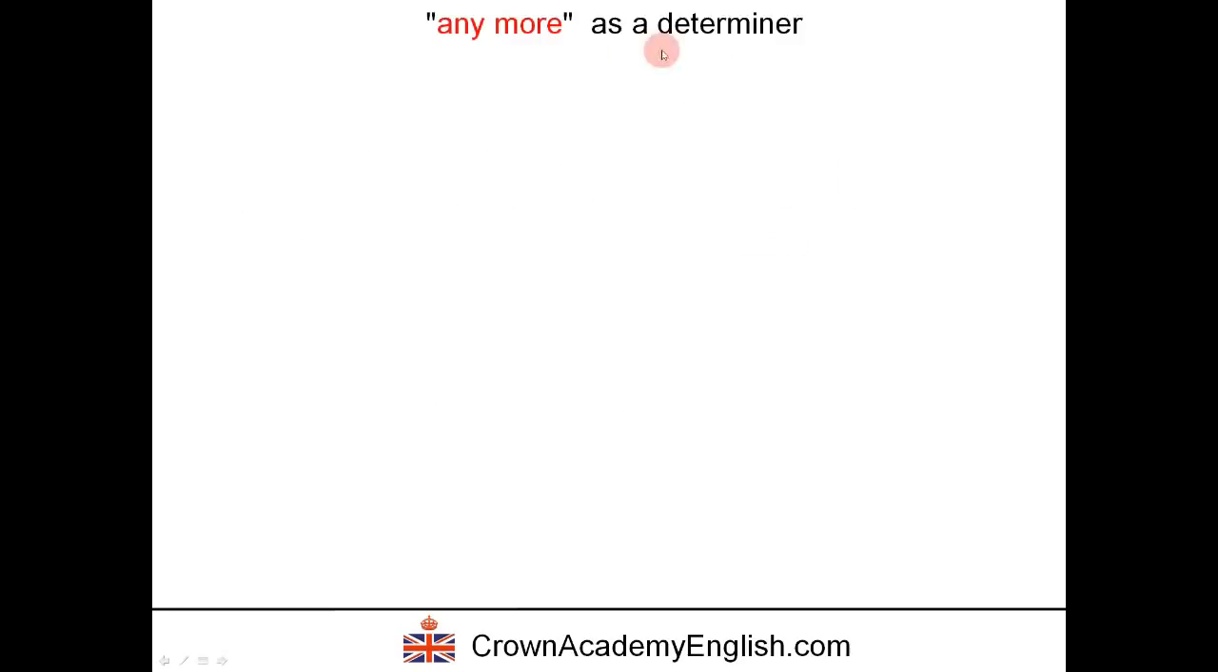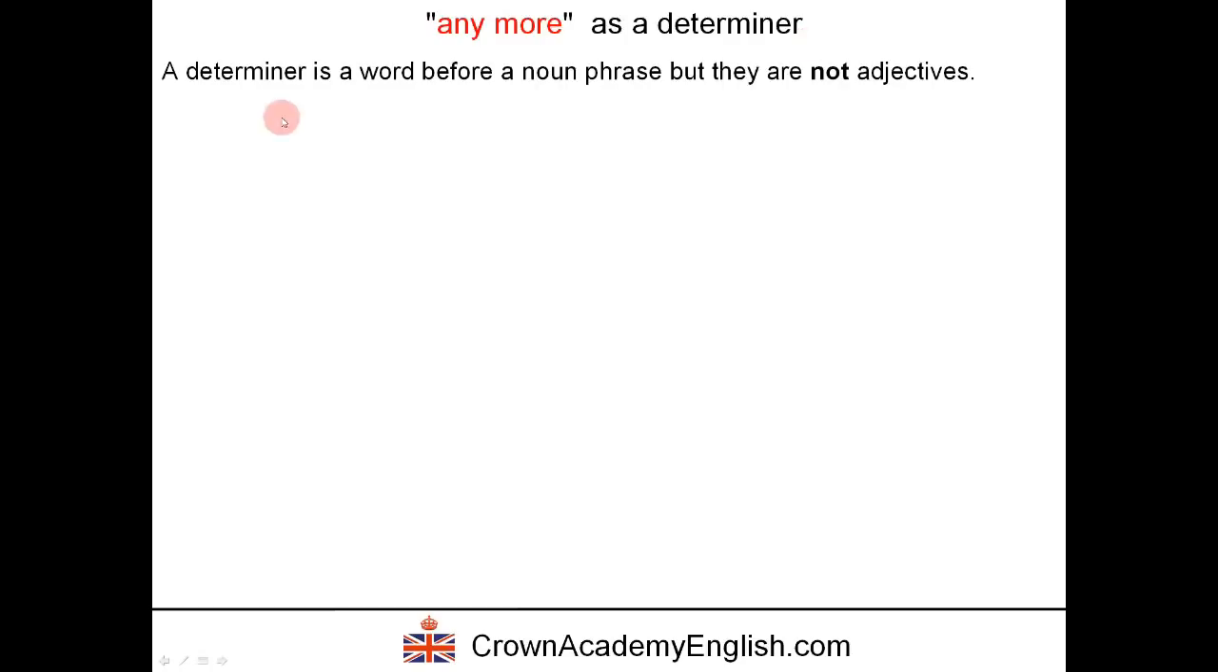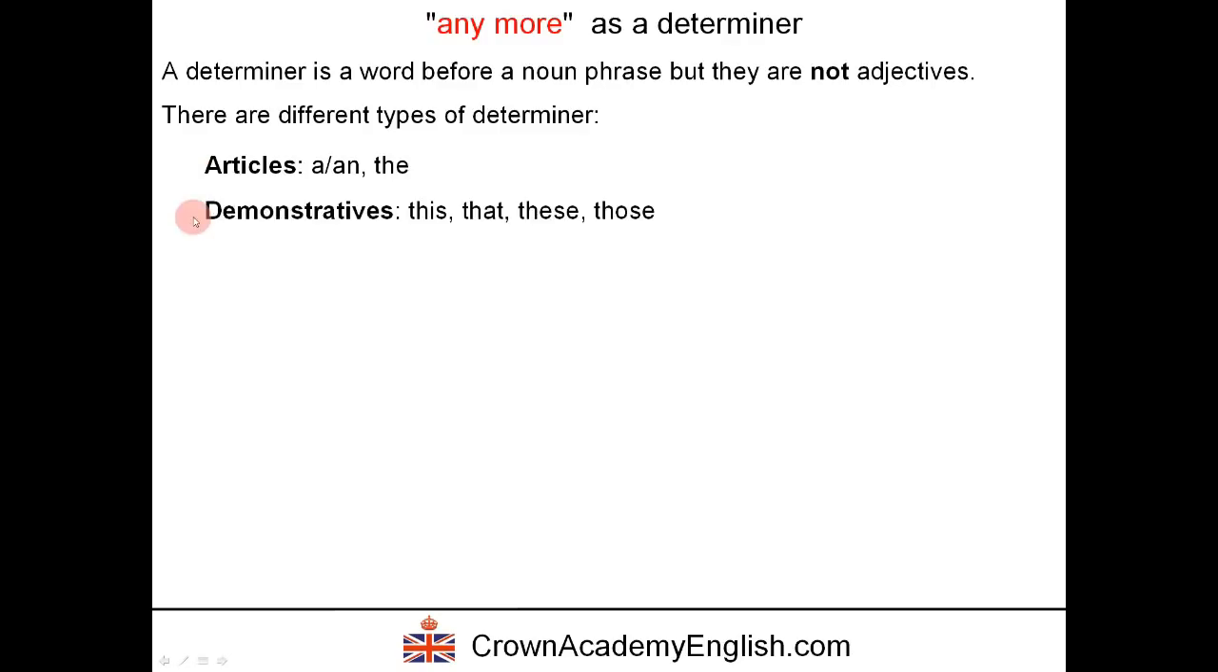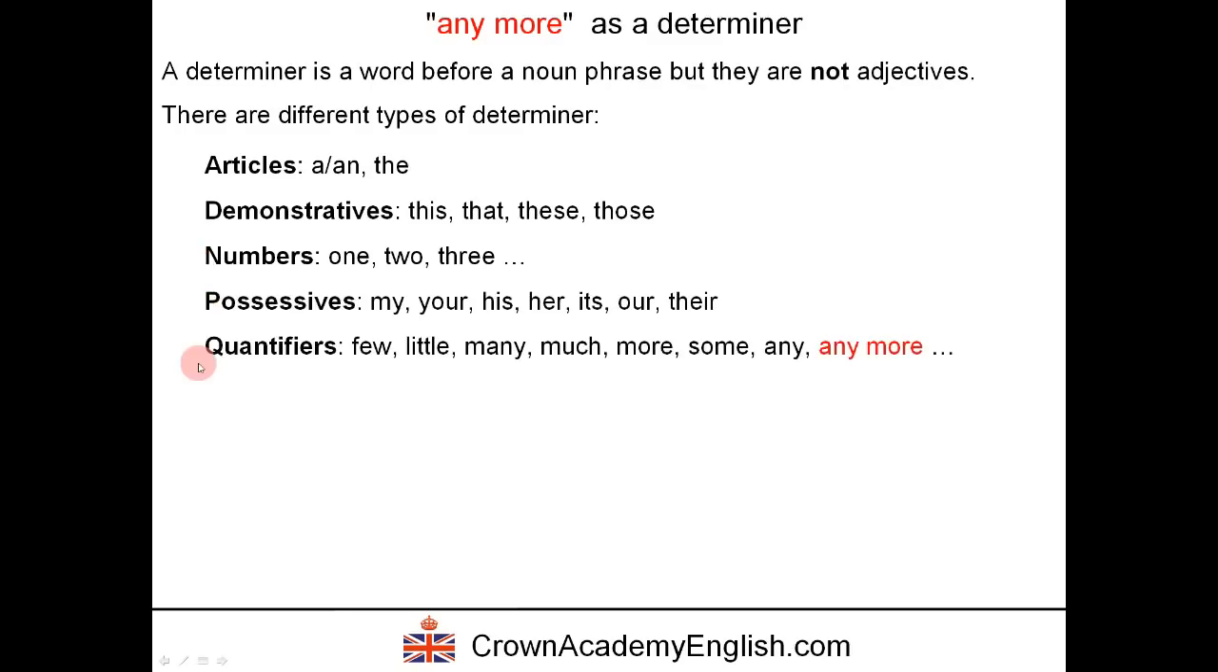So anymore as a determiner. A determiner is a word before a noun phrase. But be careful, they are not adjectives. And there are different types of determiner. We have articles, demonstratives, numbers, possessives, and quantifiers. So therefore, anymore is a type of quantifier.